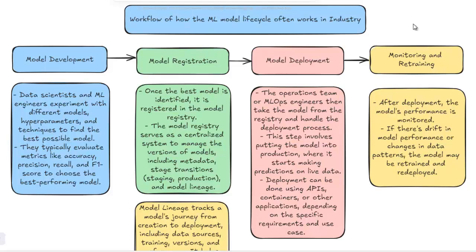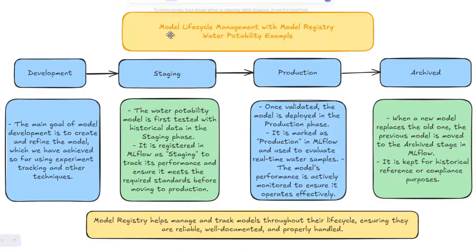Now in MLflow, models go through different stages to manage their lifecycle effectively. Let's discuss this. You can see over here, model lifecycle management with model registry. Here we are going to take the example of water potability prediction. A model in MLflow can be in one of the following stages at any given time: development, staging, production, and archive. Let's discuss them one by one.